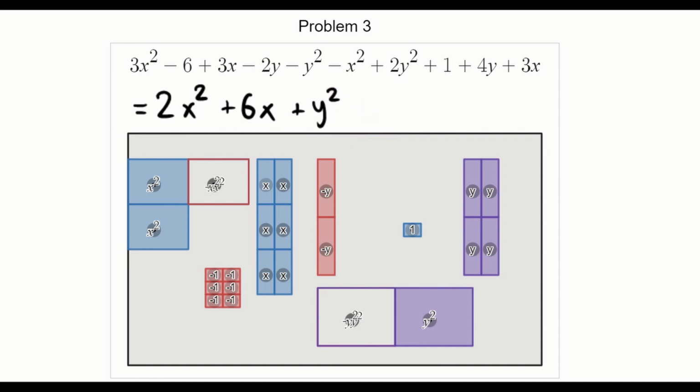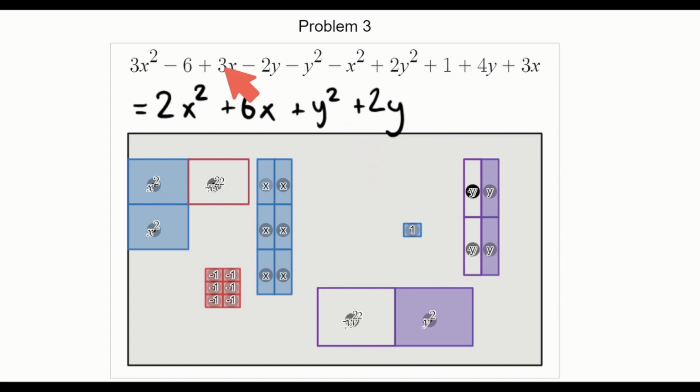Now let's go and deal with our y's. We have a negative 2y and then we have a positive 4y. Notice that these are opposite signs, so they're going to cancel out. What's negative 2y plus 4y? We're going to end up with positive 2y.